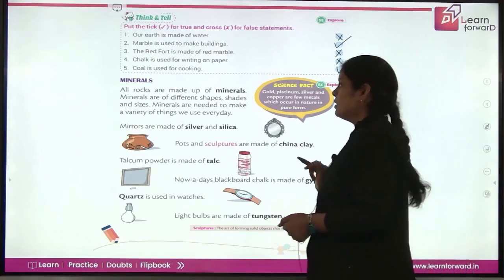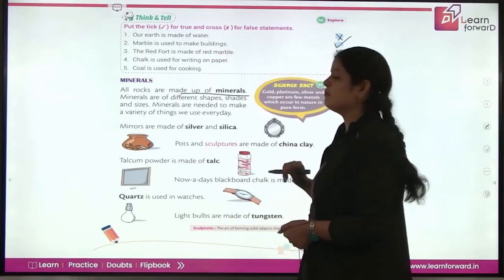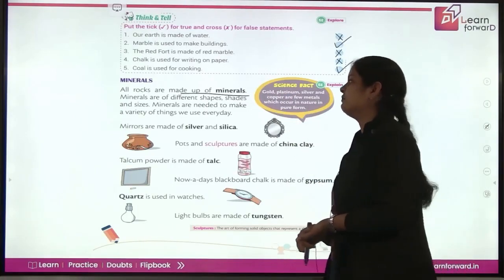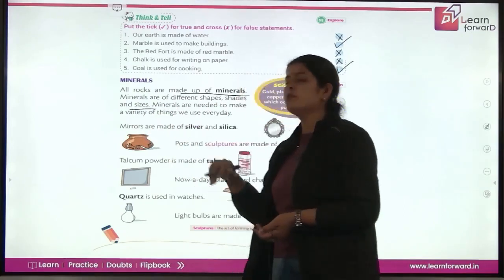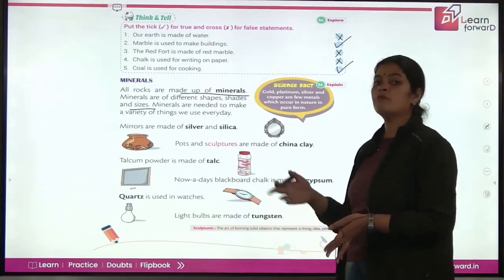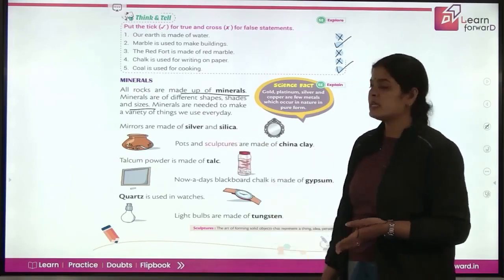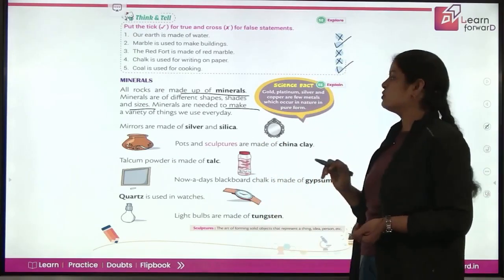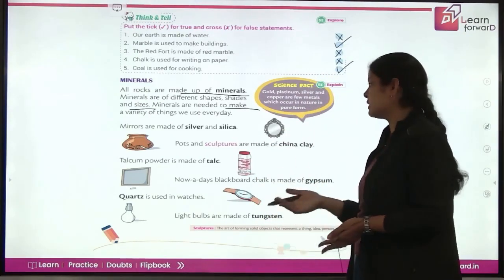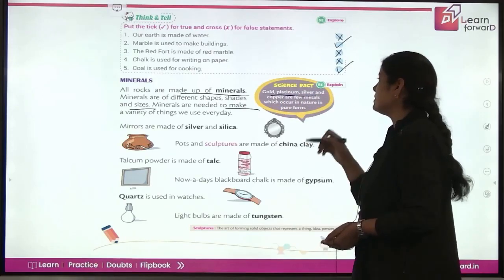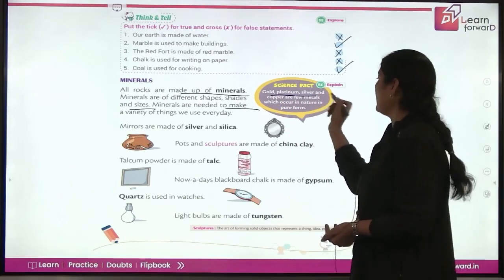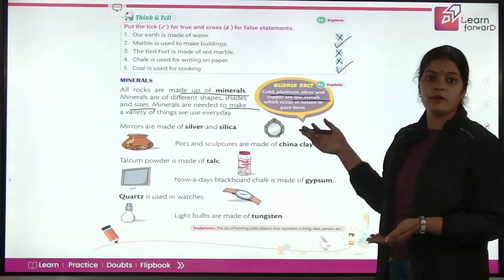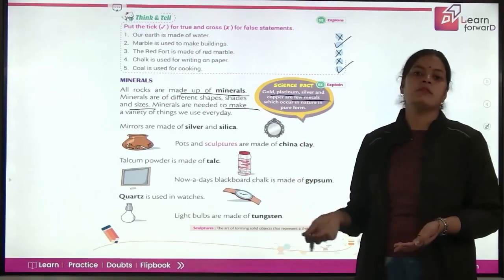Now, minerals. All rocks are made up of one or more types of minerals. Minerals are of different shapes and shades and sizes. They are of different shapes, different colors, and different sizes as well. Minerals are needed to make a variety of things we use every day. What are these? Let's see. Gold, platinum, silver that we use to make jewelry, and copper also are a few metals which occur in nature in pure form. Copper is used to make electrical wires. Gold, platinum, silver are used to make jewelry.